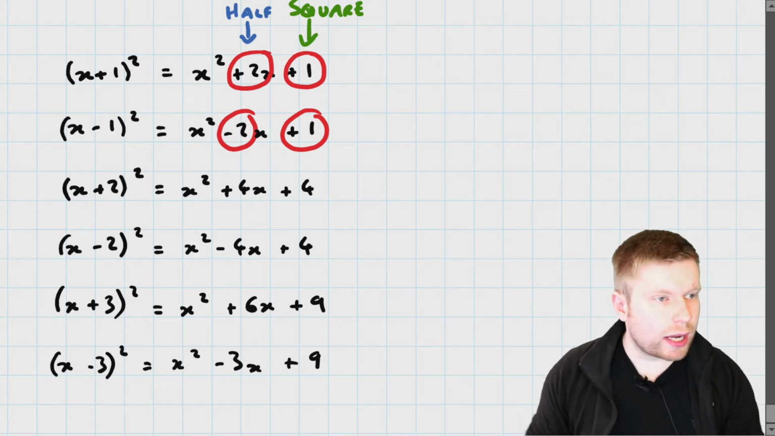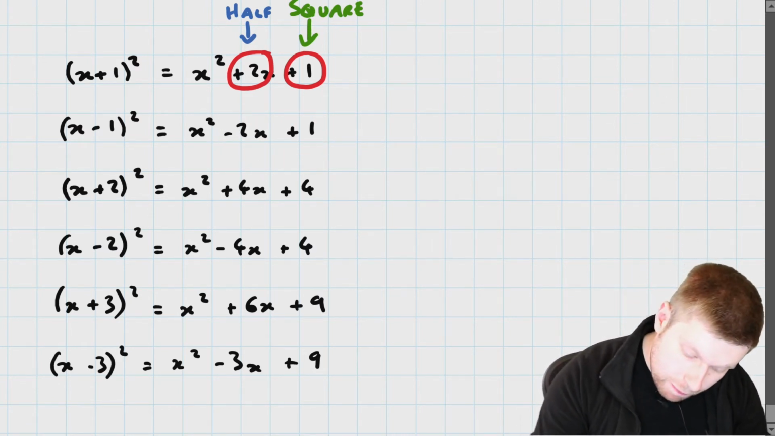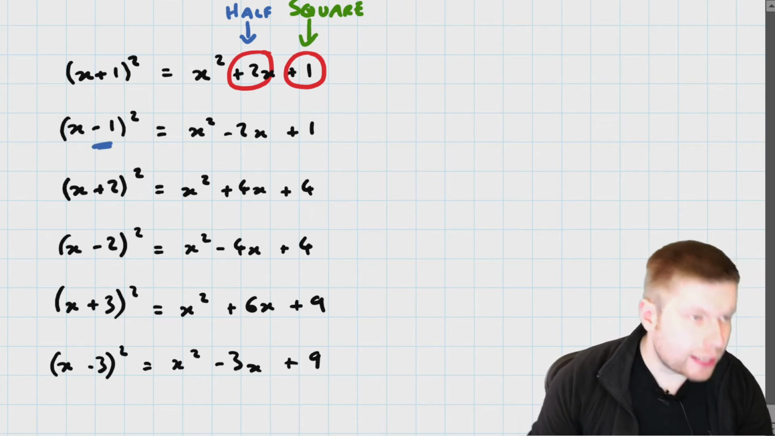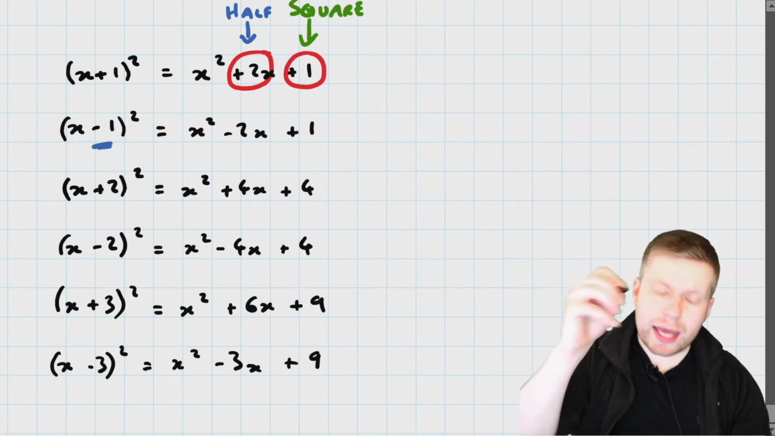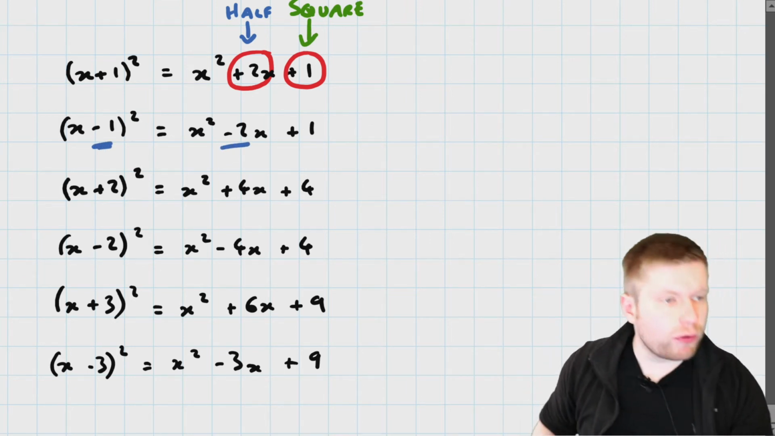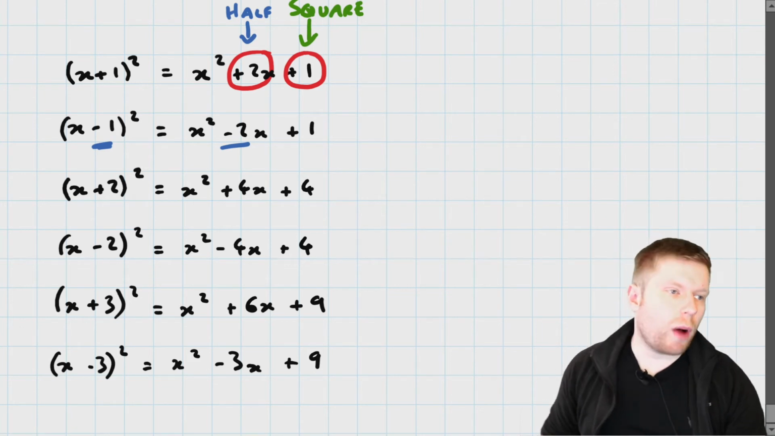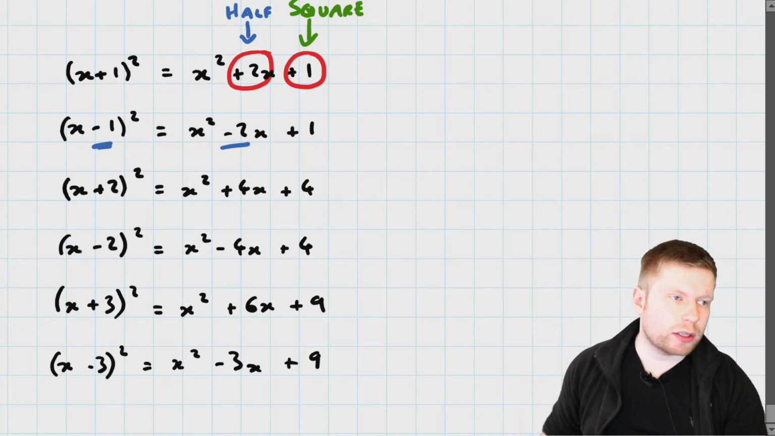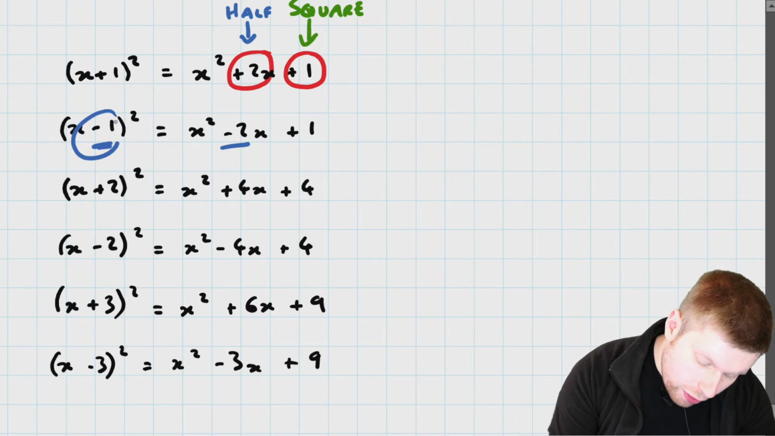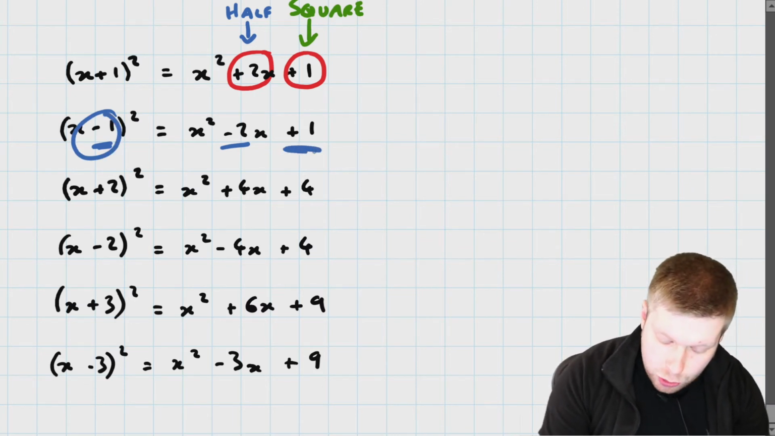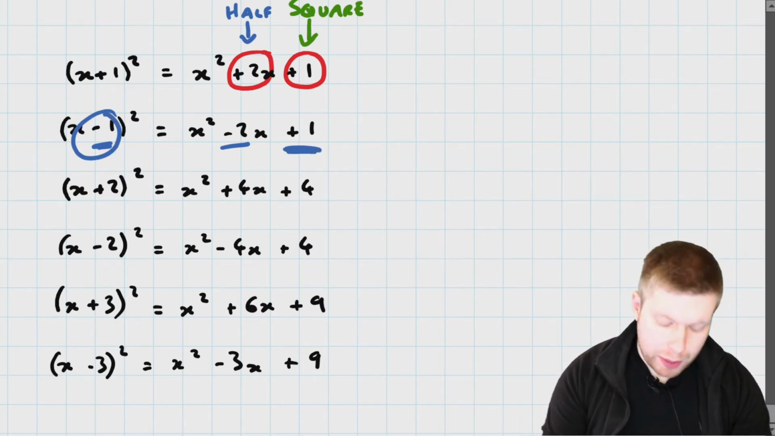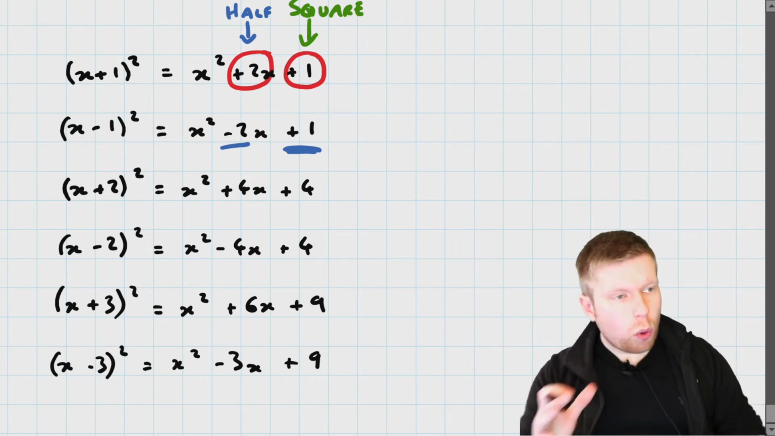So if you have a look at the relationship between these two things, the number inside the brackets, in this case, it's negative 1. Well, the negative 1 is always half of whatever goes here. So half of negative 2 is negative 1. That works. But then this negative 1, the thing that appears inside the brackets, is always the square of whatever appears last. So this is always going to be true.